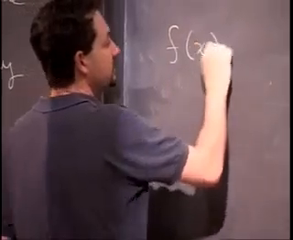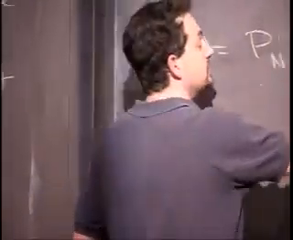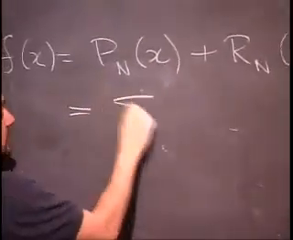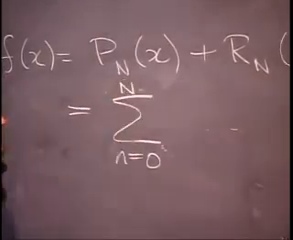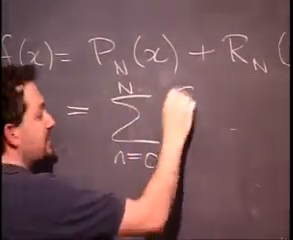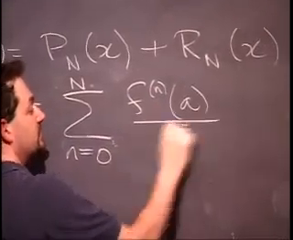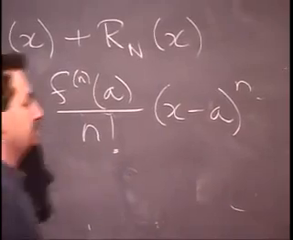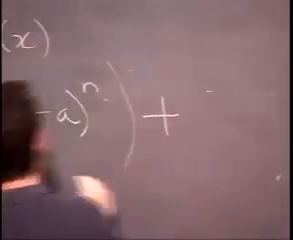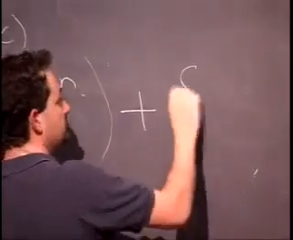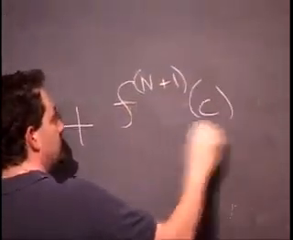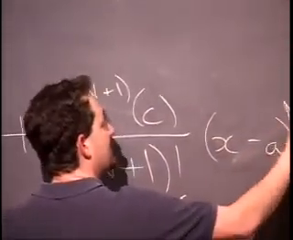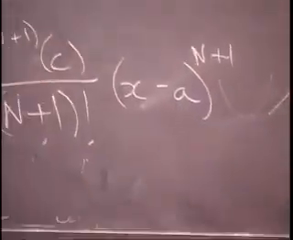F of x is Pn of x plus Rn of x. Well, that's just by definition. But just to put things in context, we have a formula for Pn, which by definition is the sum from little n equals 0 to big N, nth derivative at a over n factorial times x minus a to the n. That's just the definition. And then plus, so it's that sum, plus this remainder, which I'll just copy. And again, c is between x and a.